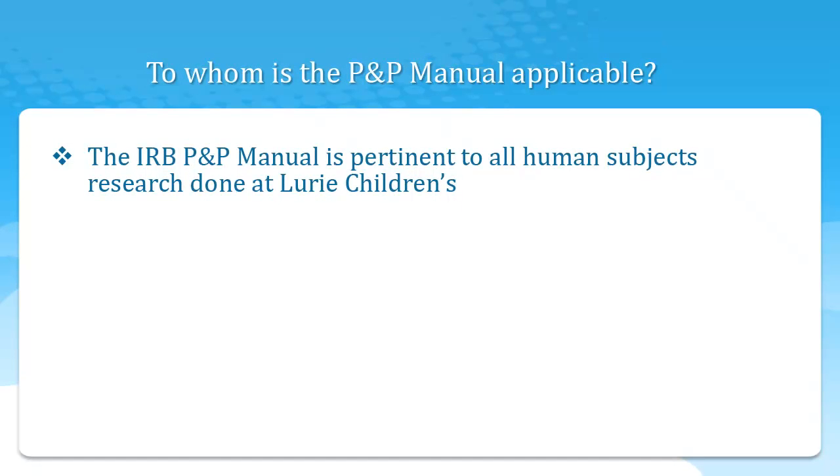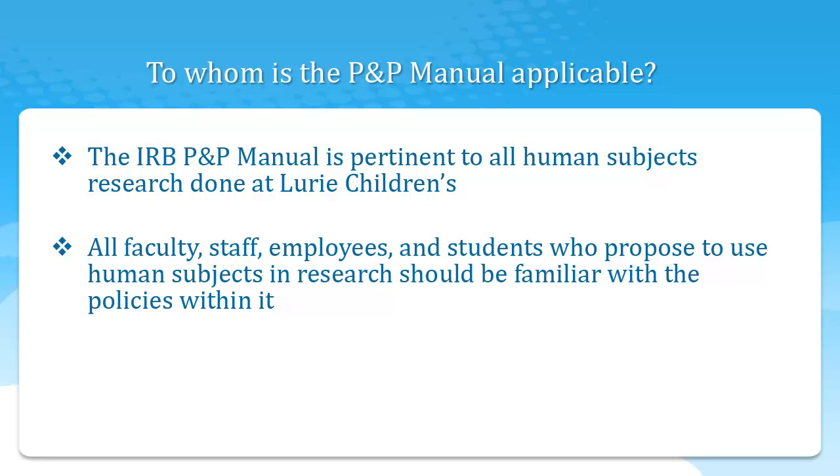At Lurie Children's, the Policy and Procedure Manual is applicable to any person working on human subjects research. This includes all faculty, residents, fellows, employees, and students. The IRB commonly refers to staff who are working on research studies as those engaged in research. If someone is engaged in the research study, then their actions are subject to the rules set out in the Policy and Procedures Manual.